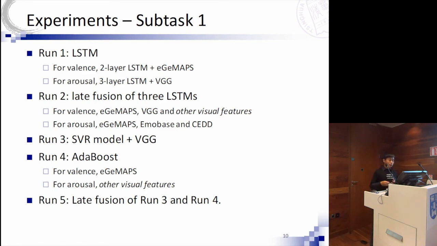Run 3, we use SVR models trained with VGG features. Run 4, we use AdaBoost, and we select eGeMAPS for valence and other visual features for arousal. Okay. Finally, we combine run 3 and run 4 as run 5 to submit.